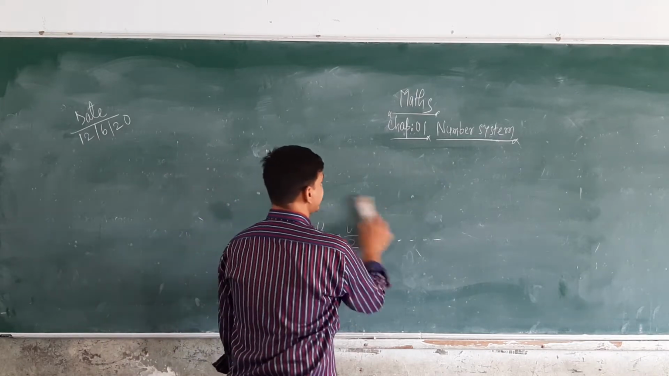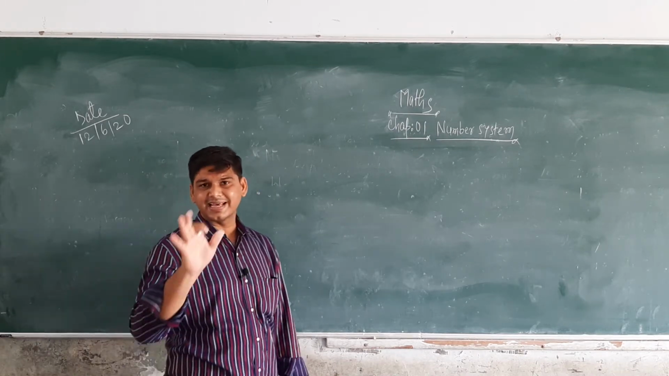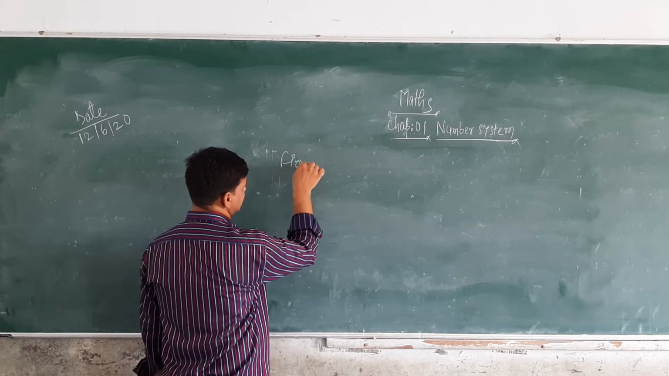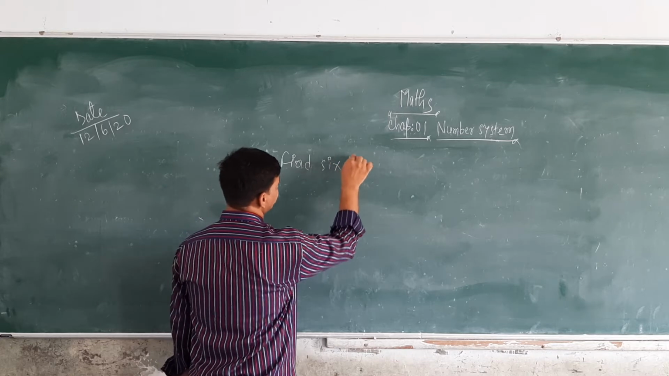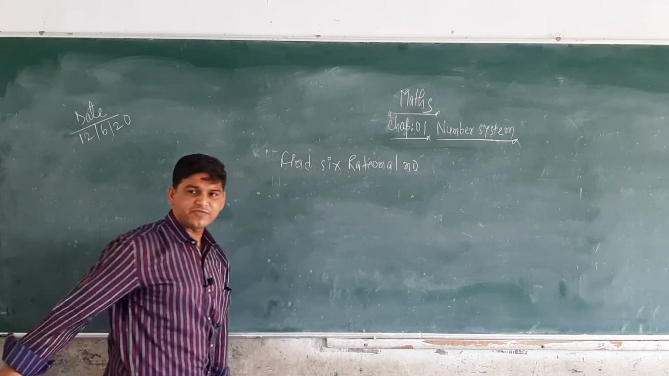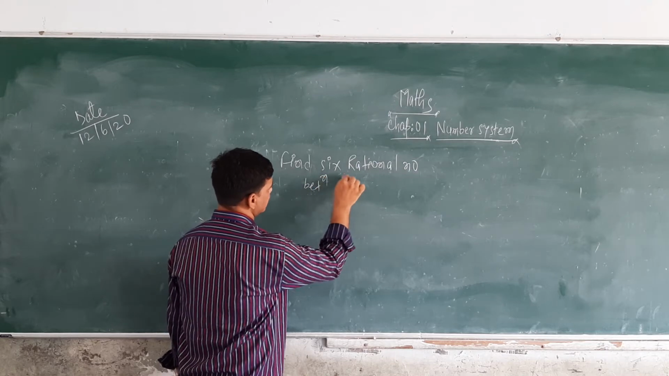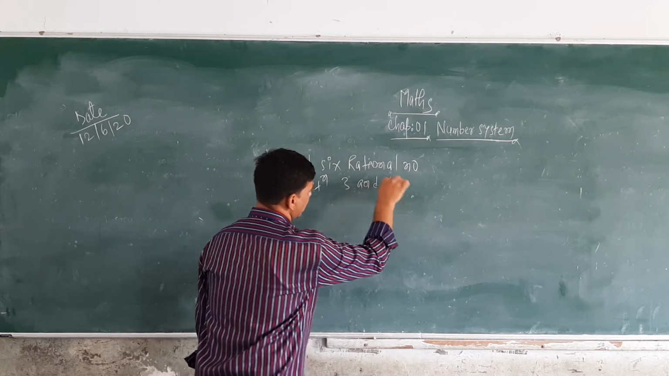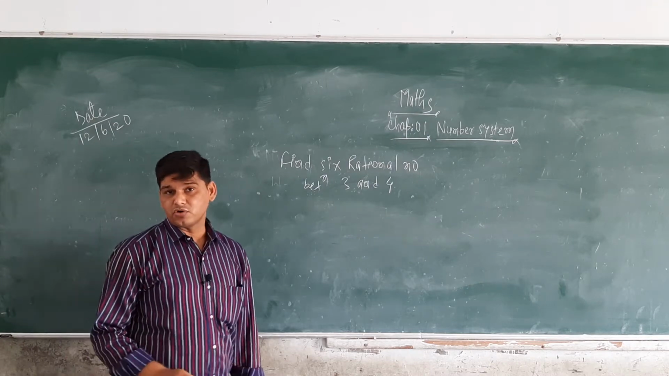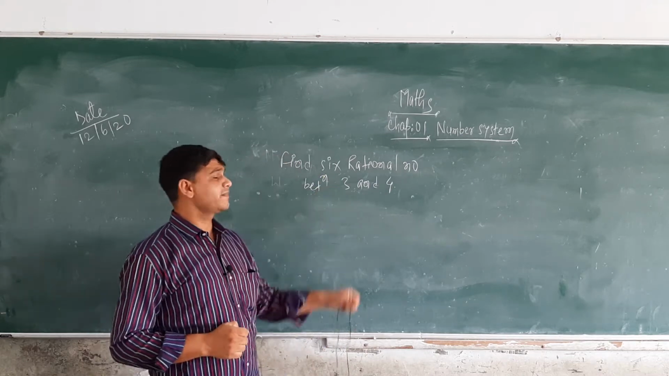Now, if I take two numbers, we have to find 6 rational numbers between, say, 3 and 4. One question is: find 6 rational numbers between 3 and 4. How can we find the 6 rational numbers between 3 and 4? Before finding any rational numbers between the given numbers, first see how many numbers we have to find out.